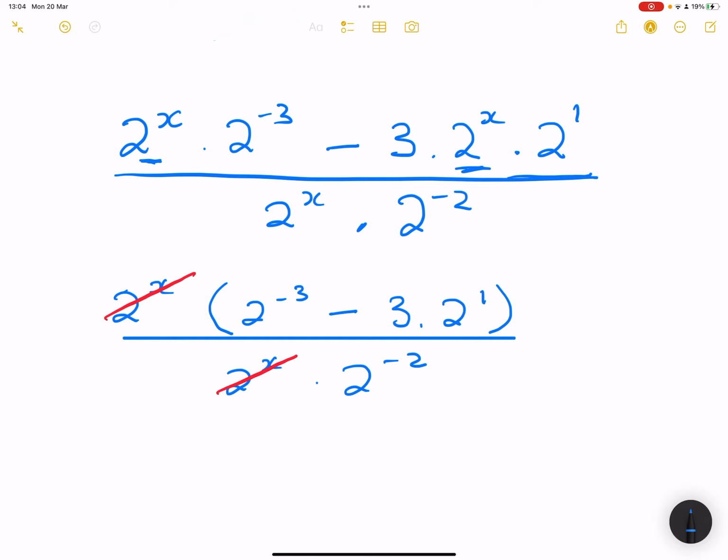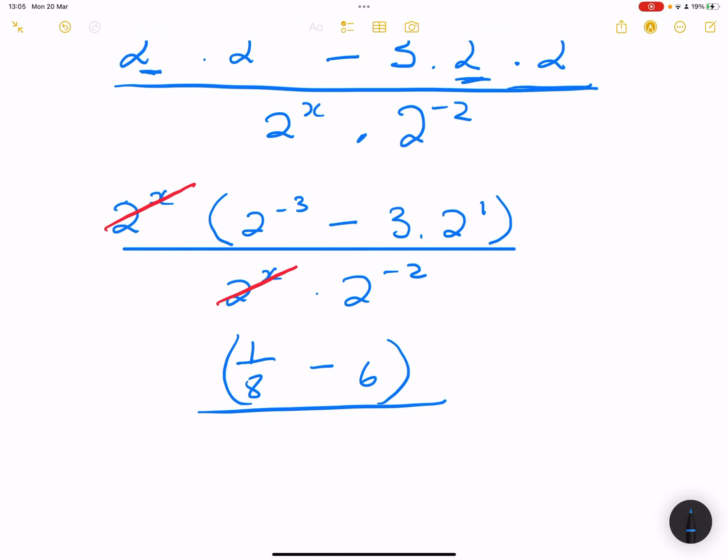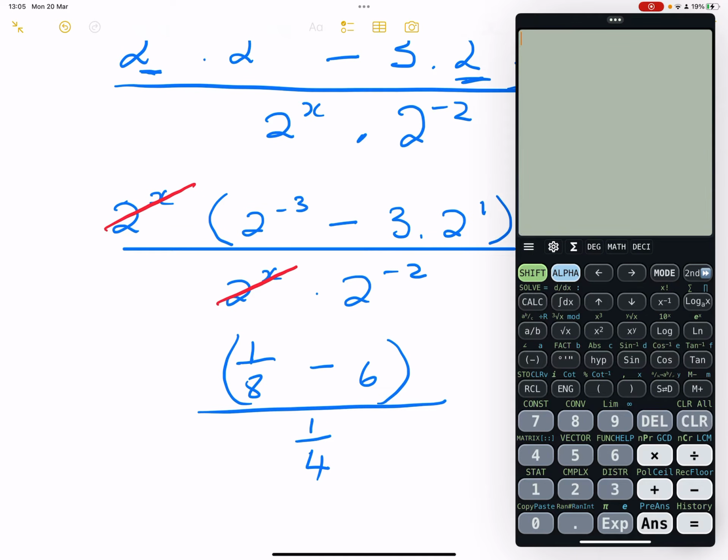And what do we have as our final answer? Remember, 2 to the exponent negative 3 is the same as 1 over 2 to the exponent 3, which is 1 over 8, so I'm going to write it as that. So that's 1 over 8 minus 3 times 2, which in this case is 6, divided by 2 to the exponent negative 2, the same as 1 over 2 squared, which is 1 over 4. If you want to, you can obviously just use your calculator here. Of course, they did say without the use of a calculator, but I'm just cheating a little bit.